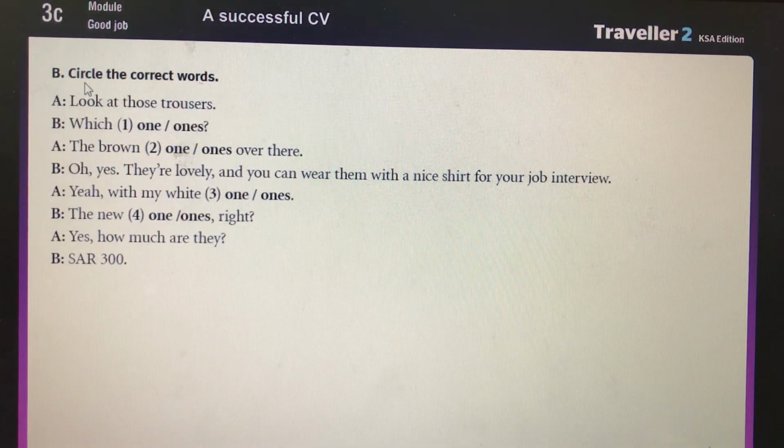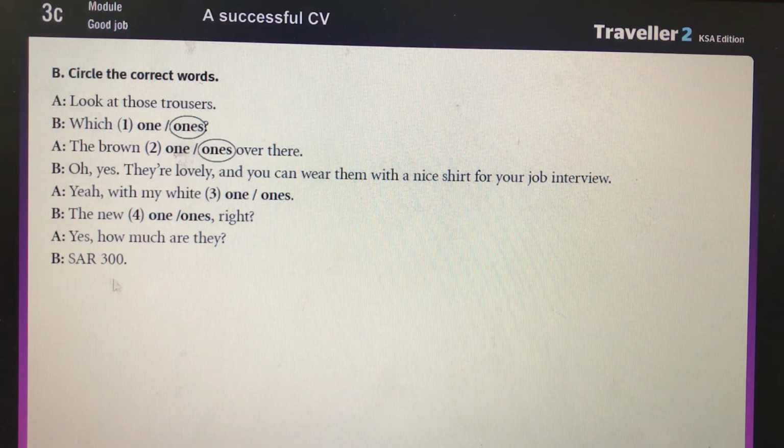Practice B. Circle the correct words. A. Look at those trousers. Which one? Which ones? Here, trousers is a plural noun. So we use which ones for plural. Ones for plural and one for singular. The brown over there. I'm still talking about a plural noun. So we use the brown ones.